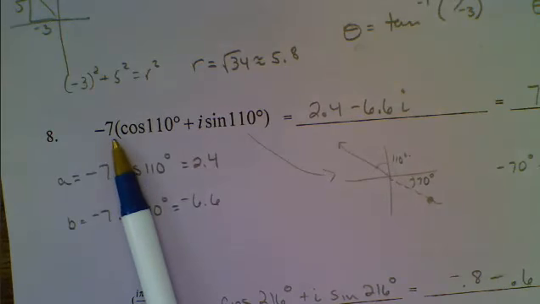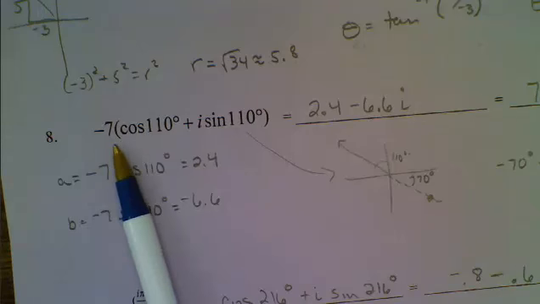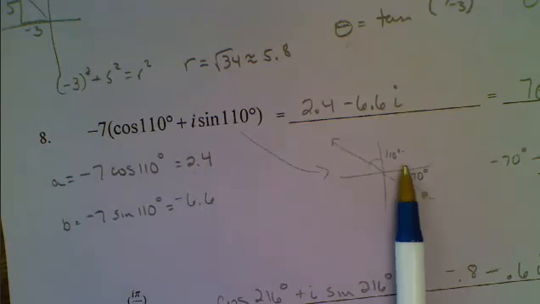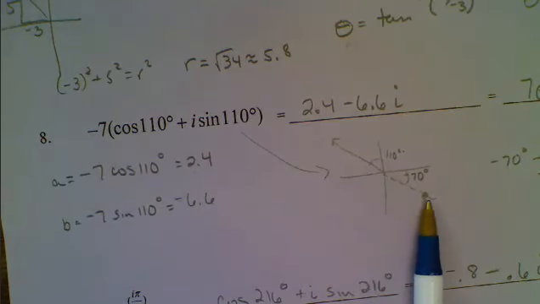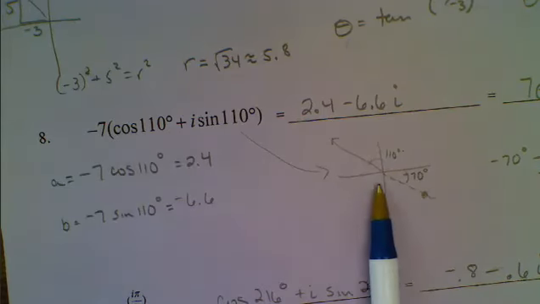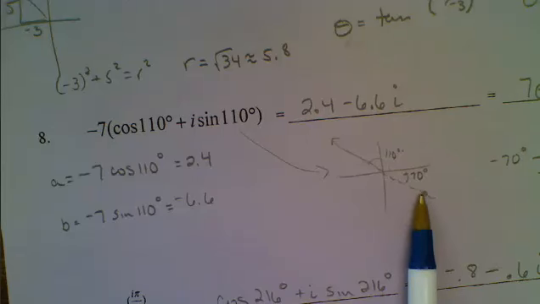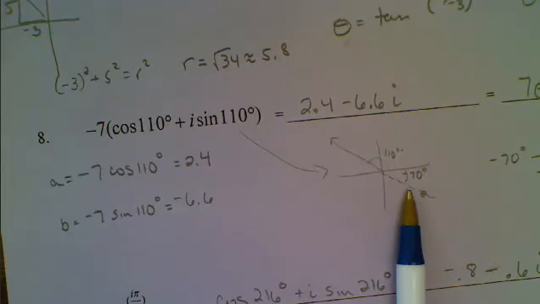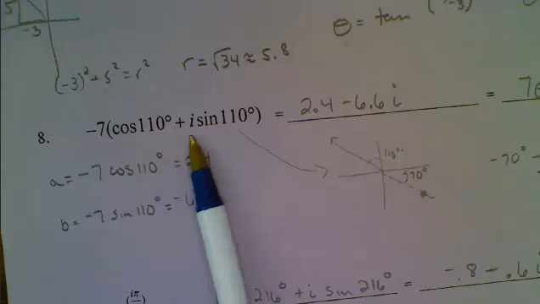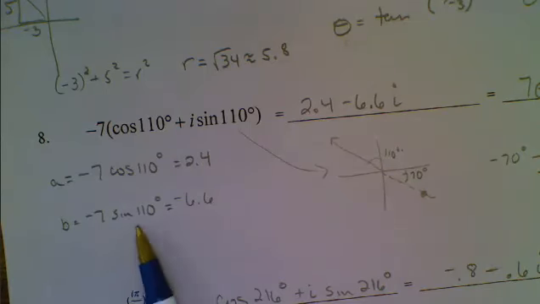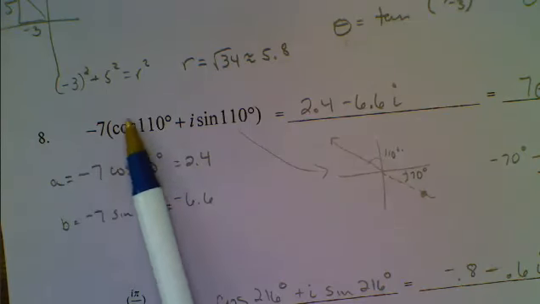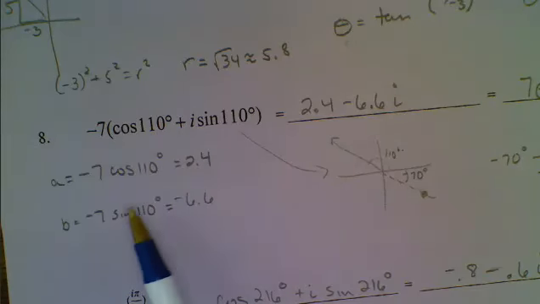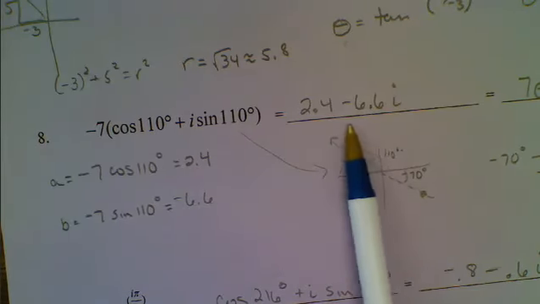For 8, one thing I wanted to point out is that it is not really in polar form because that's a -7, and in polar form your radius is always positive. So when you draw the picture, you're at 110 degrees, but -7. So you're really down here. So really, this becomes 7 times the cosine of negative 70 plus i sine of negative 70. That's really what it is in polar form. So if you distribute, if you take negative 7 times this to get it into the real part and the imaginary part, this is what I got.